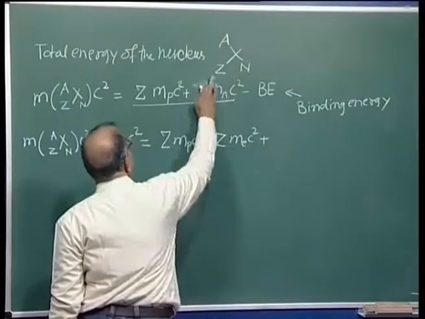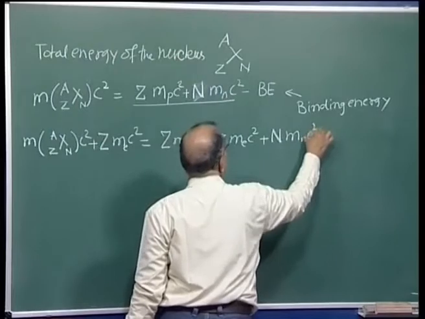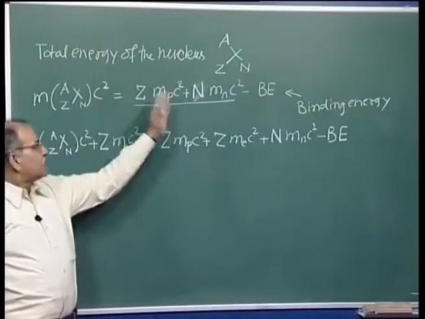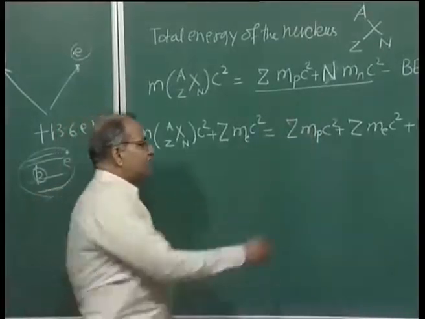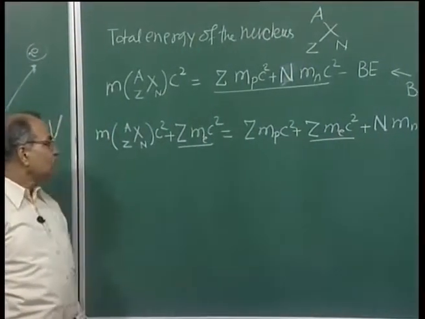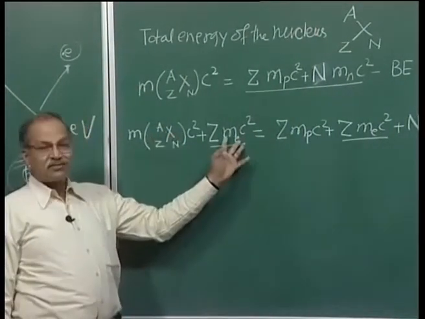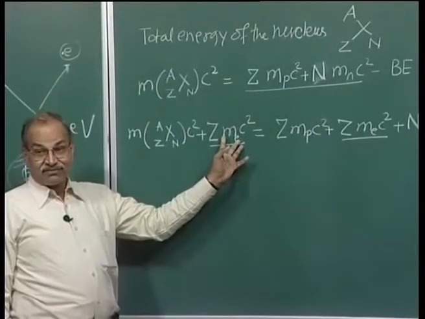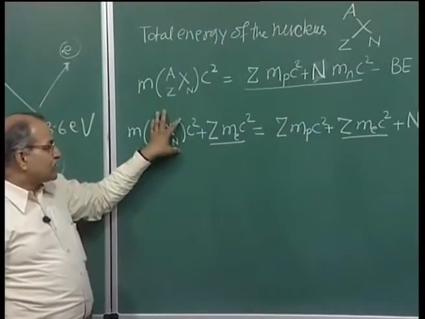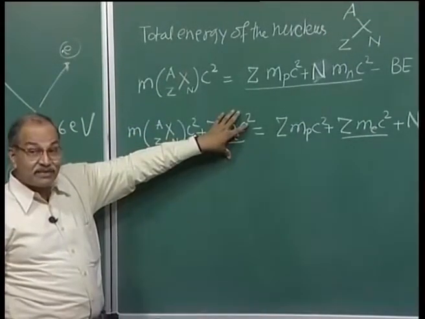What I have done here: number of neutrons times MnC square, and minus binding energy of the nucleus, Z protons and N neutrons. So, I have added this term on the right side and left side. Now, look at the left hand side: you have the mass of the nucleus plus the mass of Z electrons. You have the full nucleus, Z protons and neutrons. So, nuclear mass separately and Z electrons mass separately.